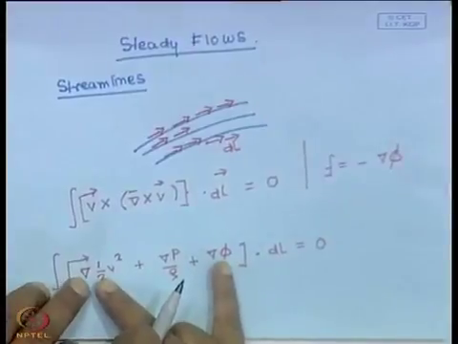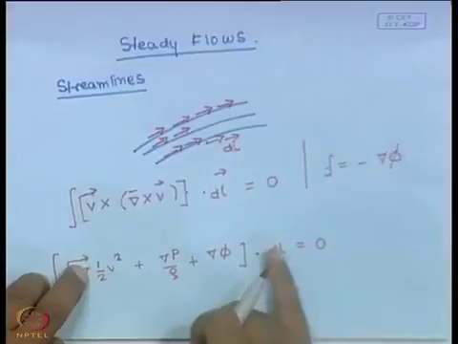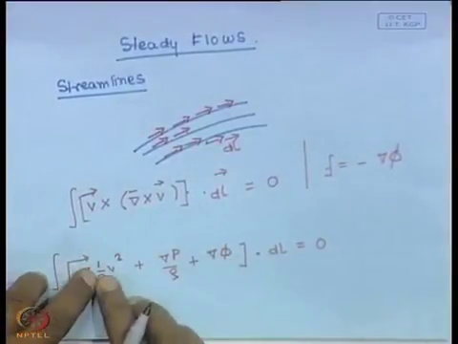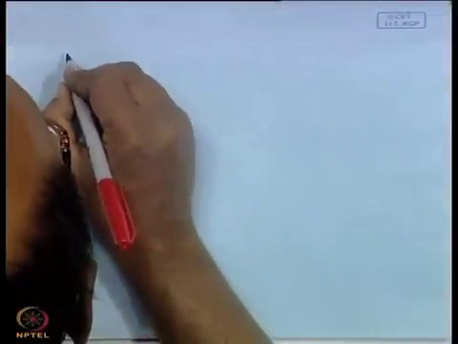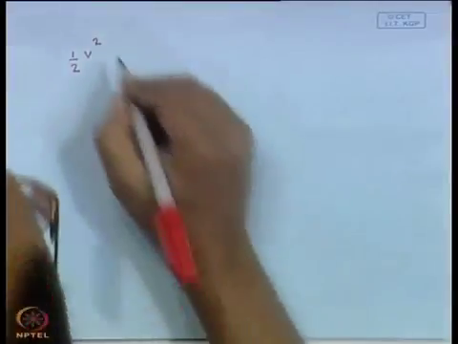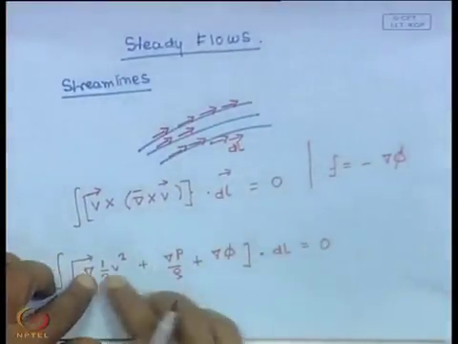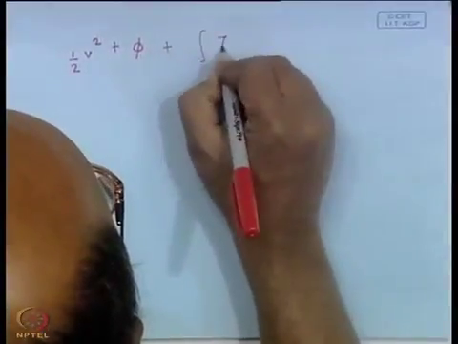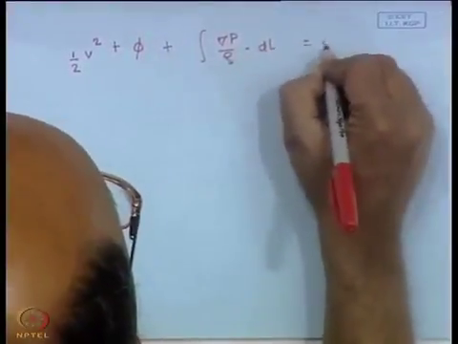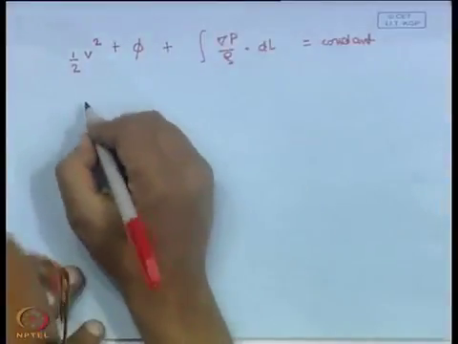Now, these 2 terms are gradients. So, the dot dl is essentially just the difference between the values of half V square plus phi. When I integrate this, I will get just the value of half V square plus phi at this point minus the value of half V square plus phi at the other point. So, what we can say from this is that this plus the integral of grad P by rho dot dl should be a constant, and this is what is known as Bernoulli's theorem.